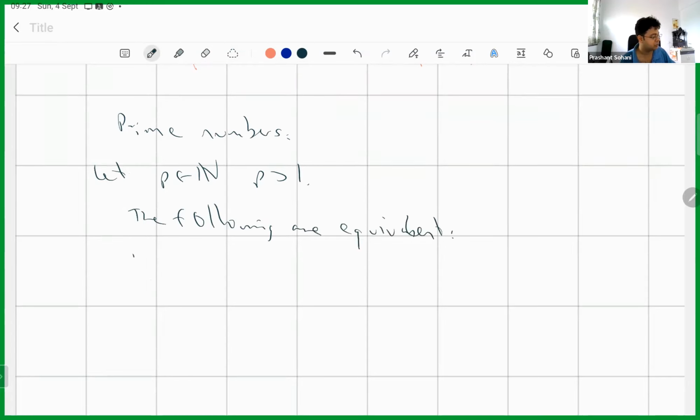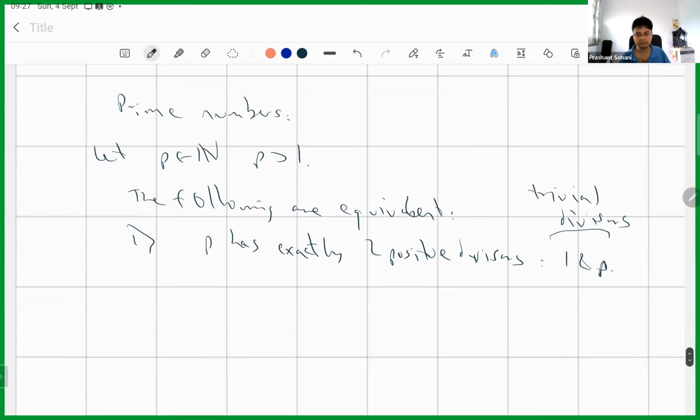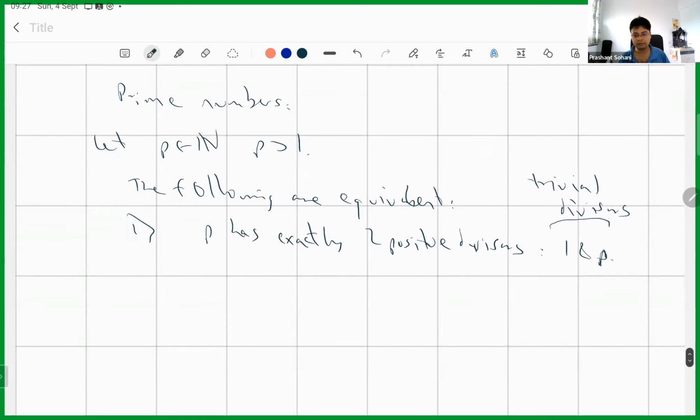So the first definition, which you all know, is that P has exactly 2 positive divisors, 1 and P. In some contexts, these are often referred to as trivial divisors because they are the obvious divisors. So another way of saying it is that P does not have any non-trivial divisors.